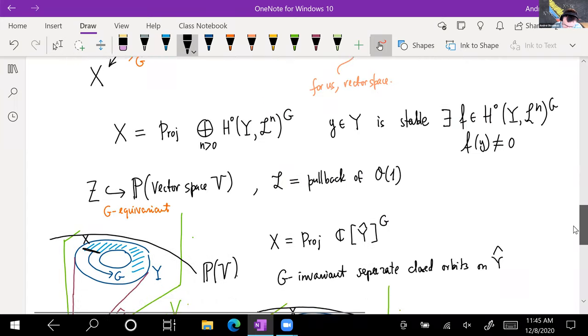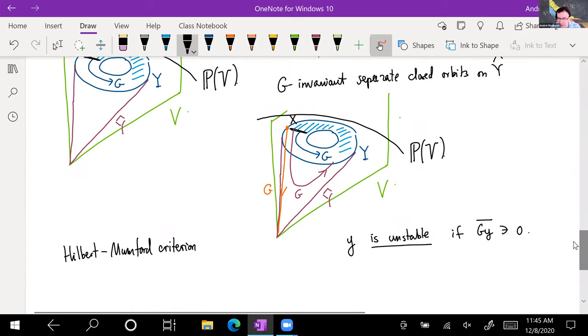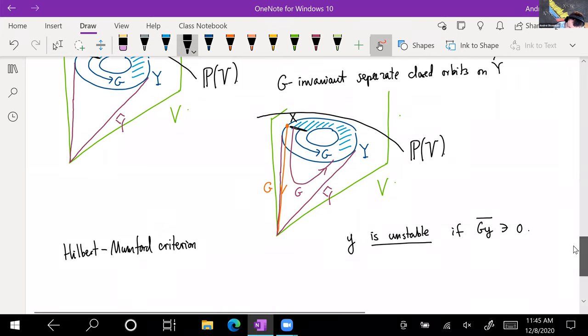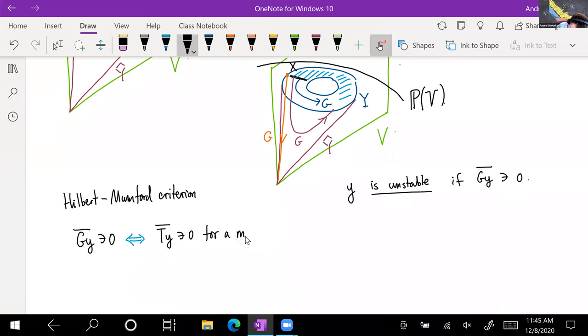So what does the Hilbert-Mumford criterion say? When does the closure of an orbit contain zero? The Hilbert-Mumford criterion says that the closure of the orbit of Y contains zero only if I act by the torus, a maximal torus, and its closure contains zero.